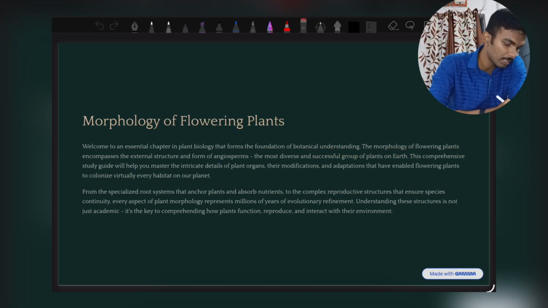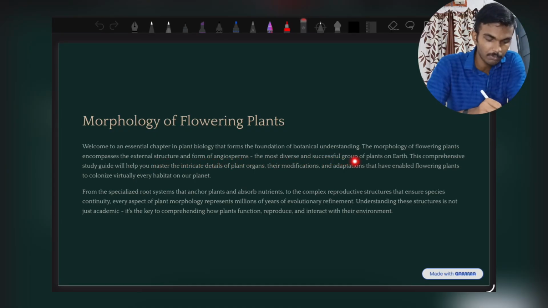of flowering plants, encompassing the external structures and form of angiosperms, the most diverse and successful group of plants on earth. This comprehensive study guide will help you master the intricate details of plant organs, the modification and adaptation that have enabled flowering plants to colonize virtually every habitat on our planet.